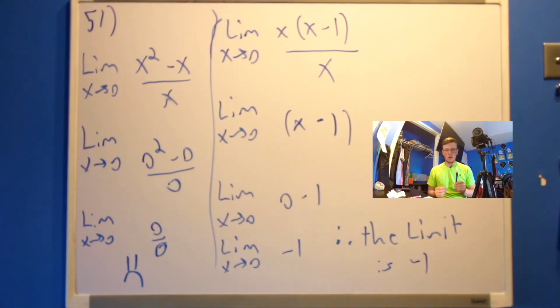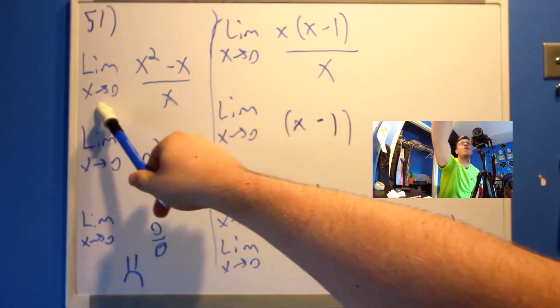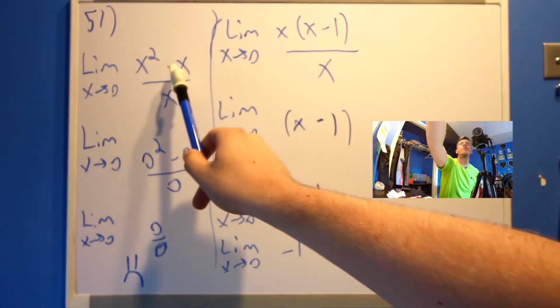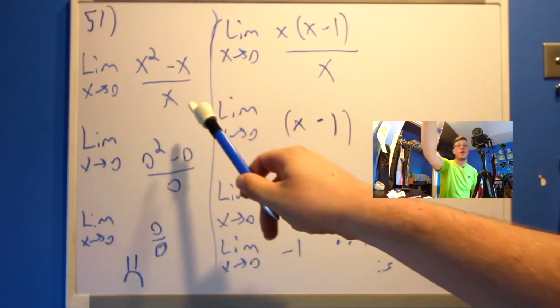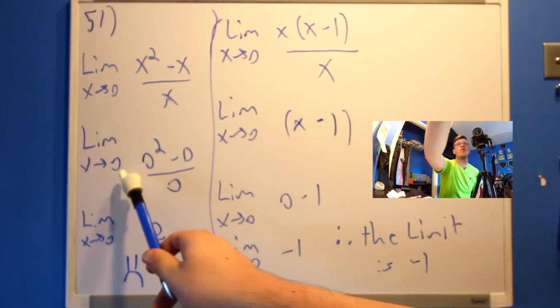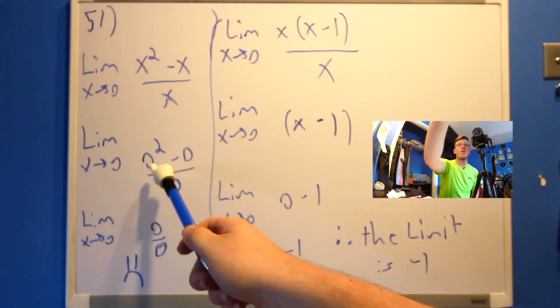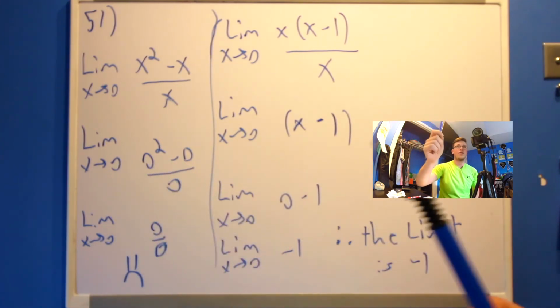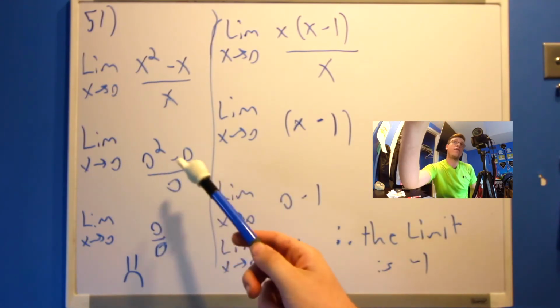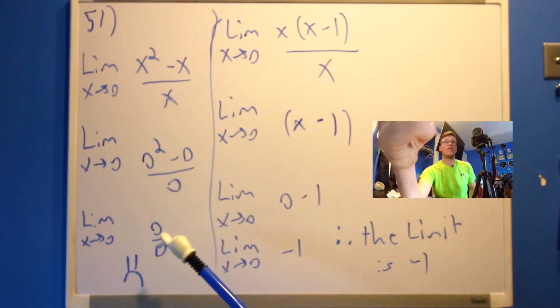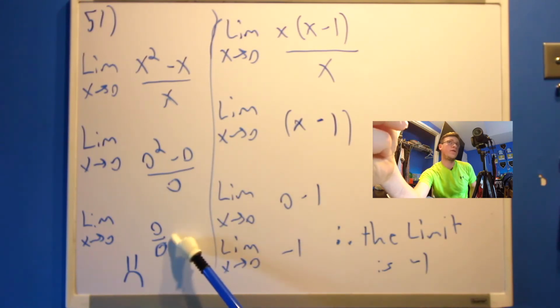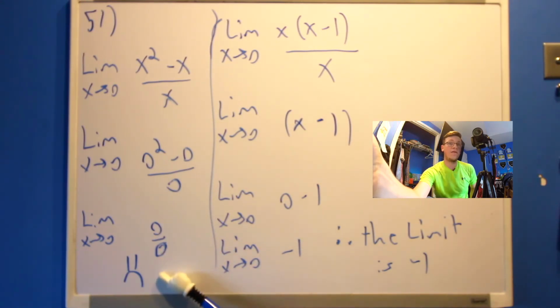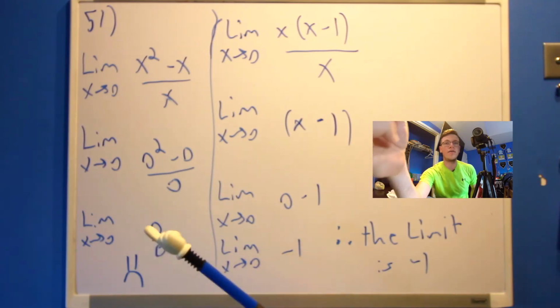Alright, so now we are on to question 51. We're supposed to find the indicated limit if it exists still. As you see on the whiteboard, the limit as x approaches 0 of (x squared minus x) over x. So again, if you substitute 0 into the equation, you will get 0 squared minus 0 over 0, so 0 over 0. So, sad face again, we must interrogate the function.